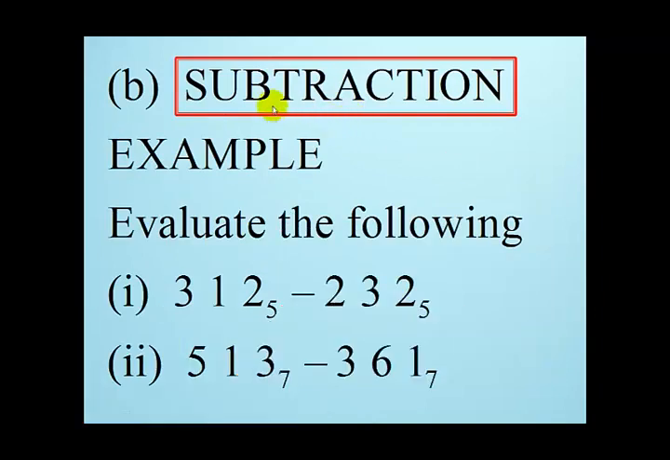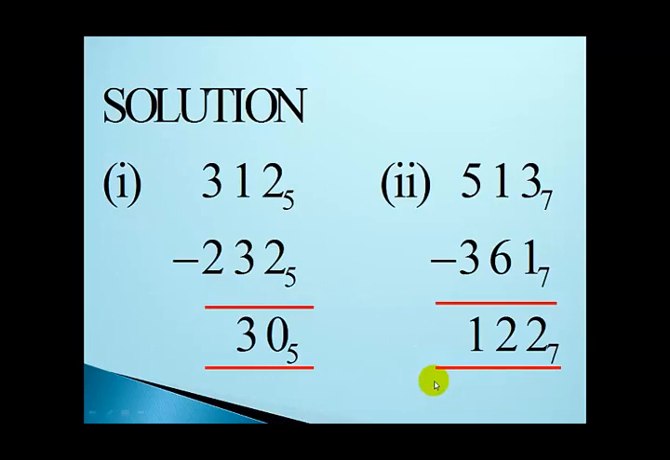Now let's look at subtraction. Evaluate the following: 3, 1, 2 base 5 minus 2, 3, 2 base 5. II, 5, 1, 3 base 7 minus 3, 6, 1 base 7. Now let's look at the solution. This is subtraction of number bases.